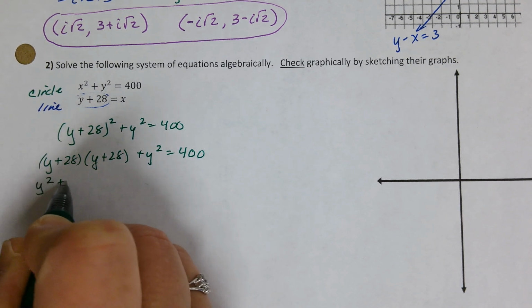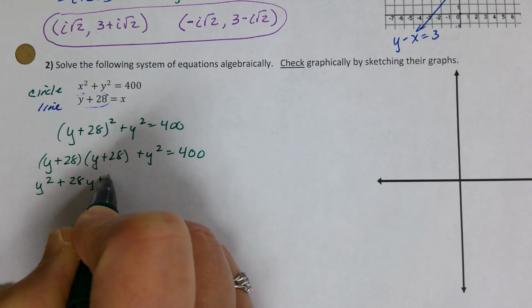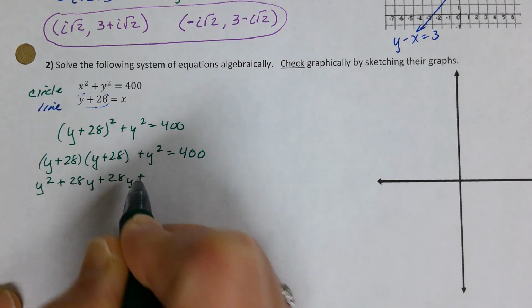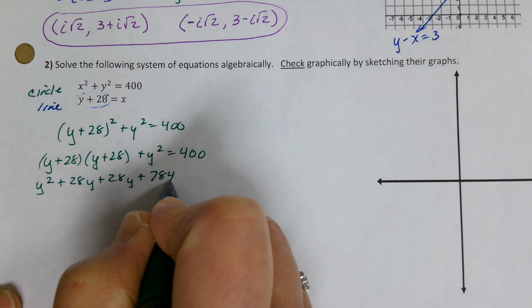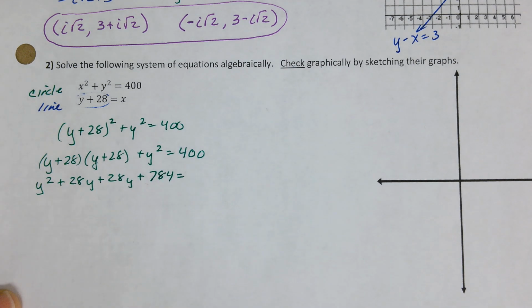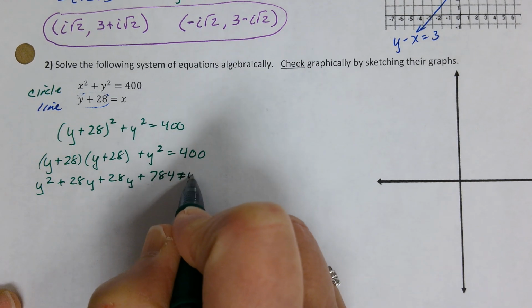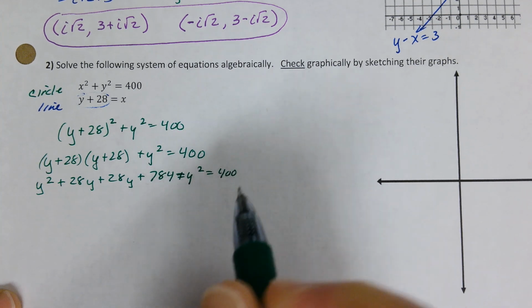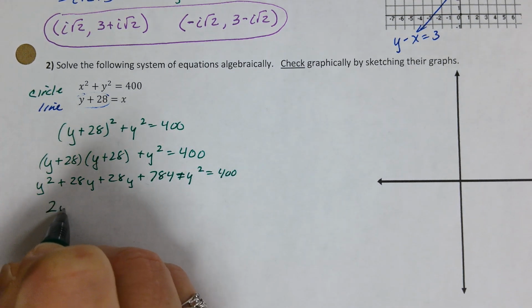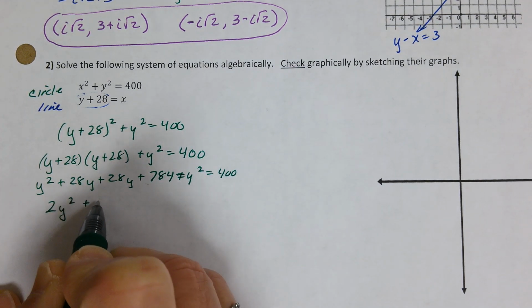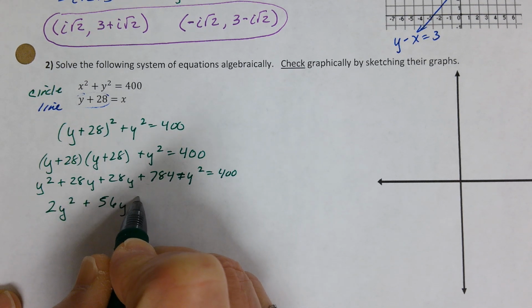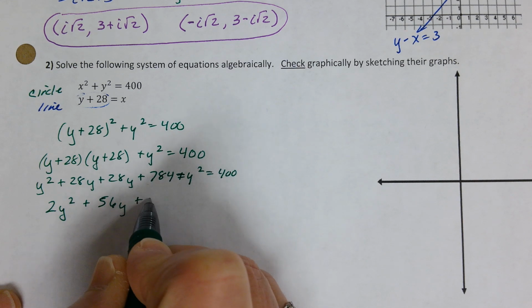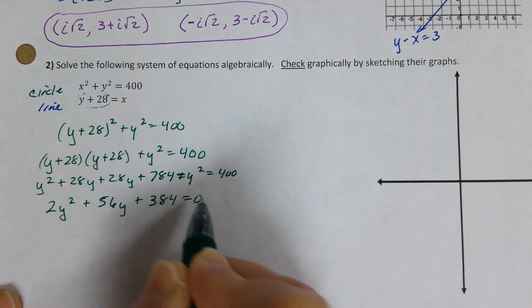So y squared plus 28y plus 28y plus 28 squared, 784. Not an equals. Let's change that to plus y squared equals 400. Combine like terms, 2y squared plus 56y. Plus I'm going to subtract 400, that's 384, equals 0.